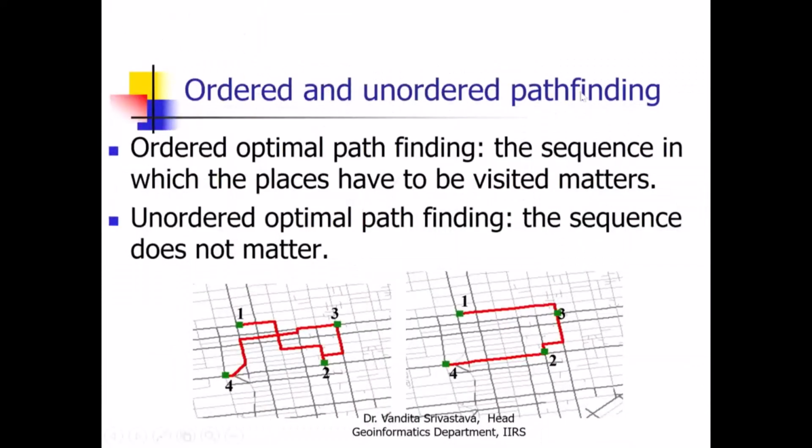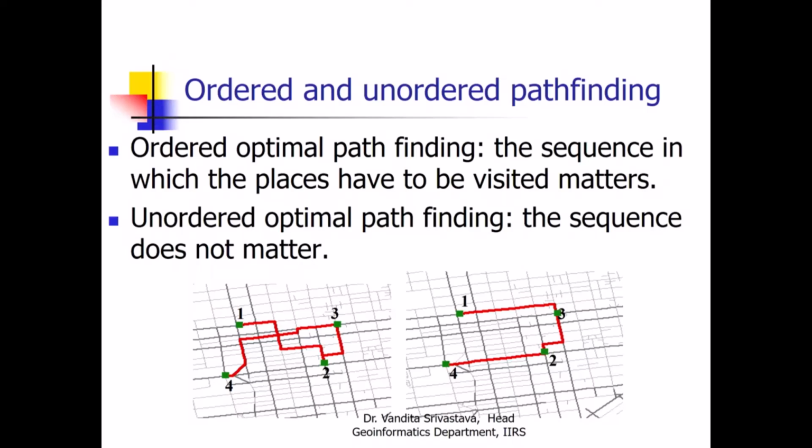So ordered and unordered paths can be found. I'll give you an example. Suppose you have a pizza delivery boy. You know the condition that he has to deliver pizza in the given time, let us say 30 minutes. So those who ordered first have to get the delivery first. It does not matter whether it is near or far. The sequence of the orders given is important. So accordingly it will be an ordered path.